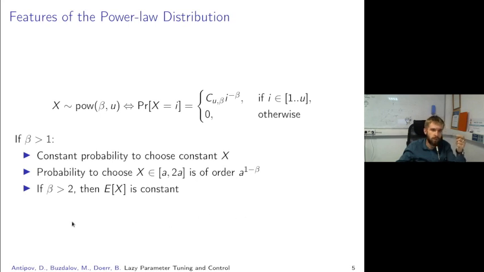Also, if beta is greater than 2, then the expected value of the random variable is constant, which means that it might be beneficial when we choose parameters like the population size, which affects the cost of one iteration.